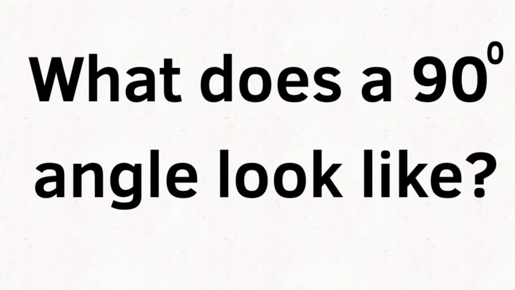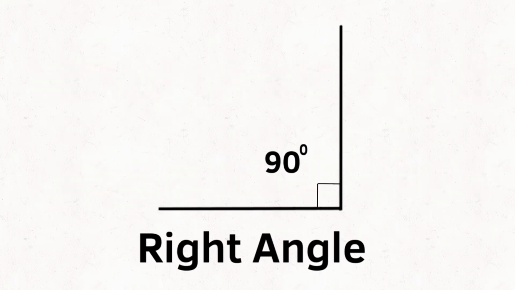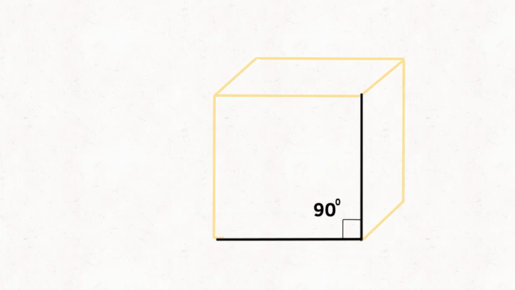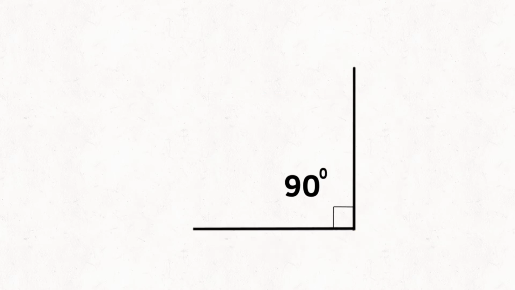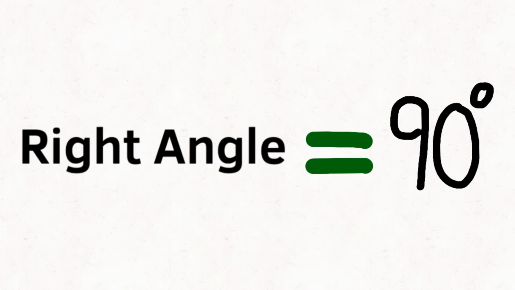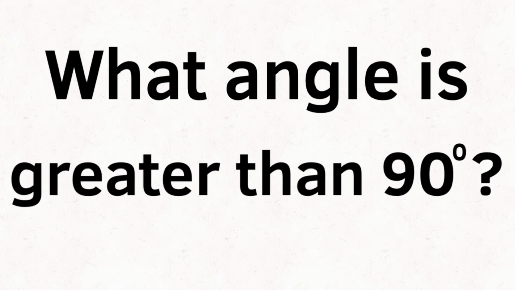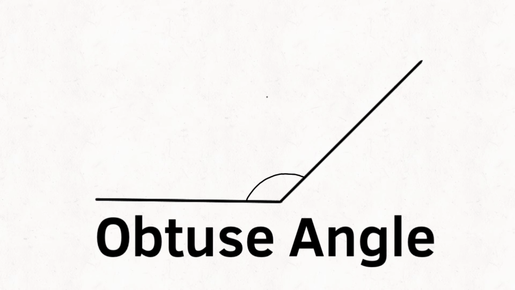What do you think a 90-degree angle looks like? A 90-degree angle is called a right angle. A right angle makes the corner of a box. A right angle is always equal to 90 degrees. What angle is greater than 90 degrees? An obtuse angle. Think of an obtuse angle as the corner of an octagon.